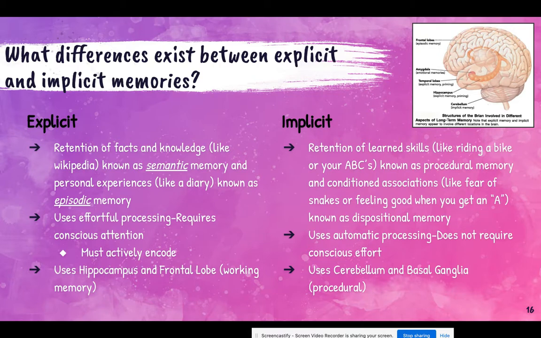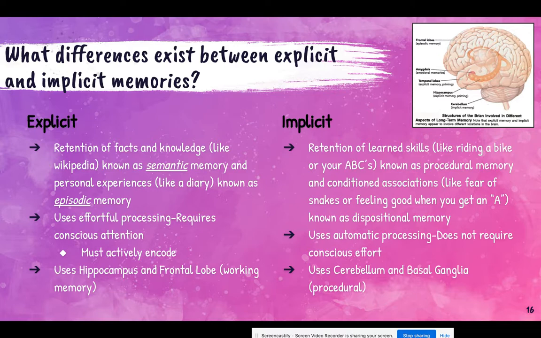Again, it requires conscious attention, meaning we have to have effort, we need to pay attention, and we need to do work to actively encode, which is something we'll learn about later. We also know that explicit memories use the hippocampus and the frontal lobe. And again, we'll learn more about that later.